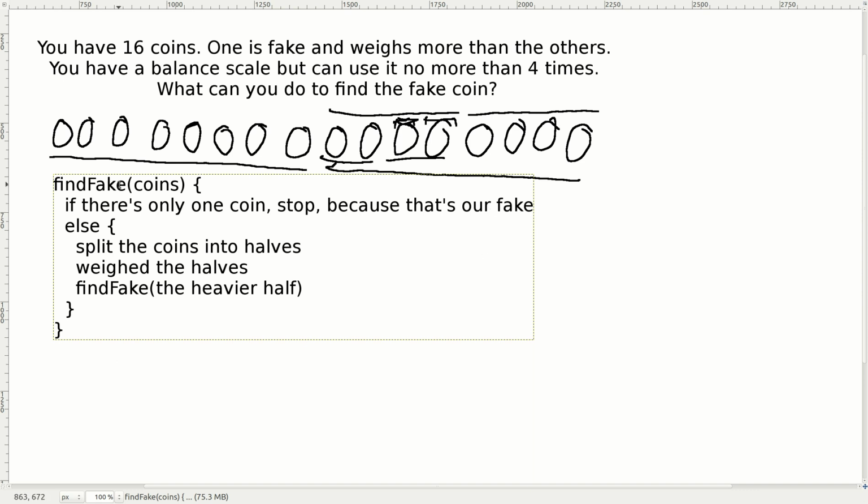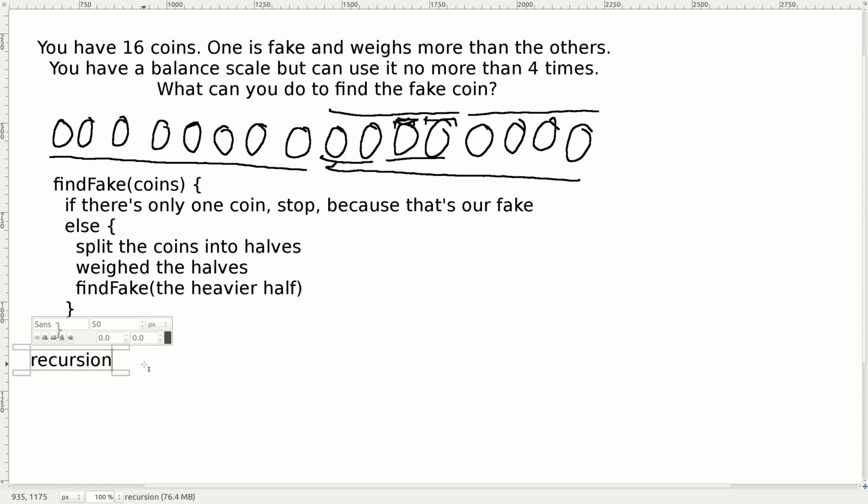Now, I mentioned before, the findFake function or method refers to itself. It uses itself to solve its own problem. You may have learned a word for this in the past in math classes, and that is recursion, or a recursive function. So many people remember the most important thing about recursion to be that it's a function or a method that calls itself or refers to itself.